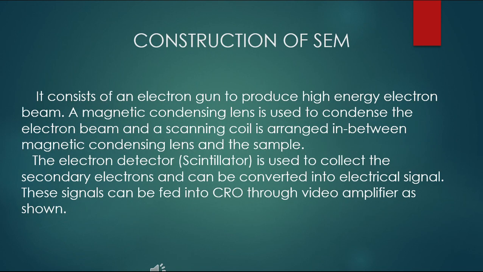Construction of SEM. It consists of an electron gun to produce a high energy electron beam. A magnetic condensing lens is used to condense the electron beam, and a scanning coil is arranged in between the magnetic condensing lens and the sample. The electron detector is used to collect the secondary electrons, which can be converted into electrical signals. These signals can be fed into a CRO through a video amplifier as shown.